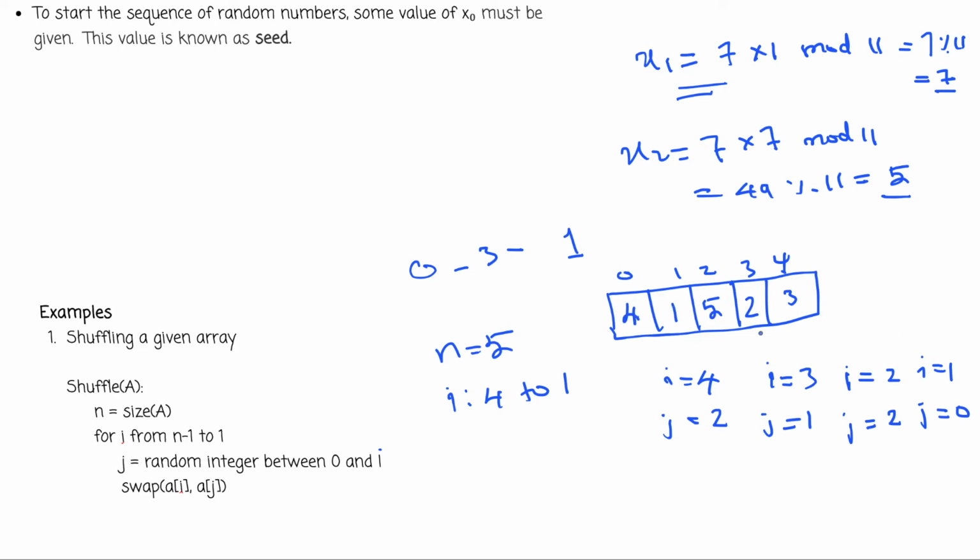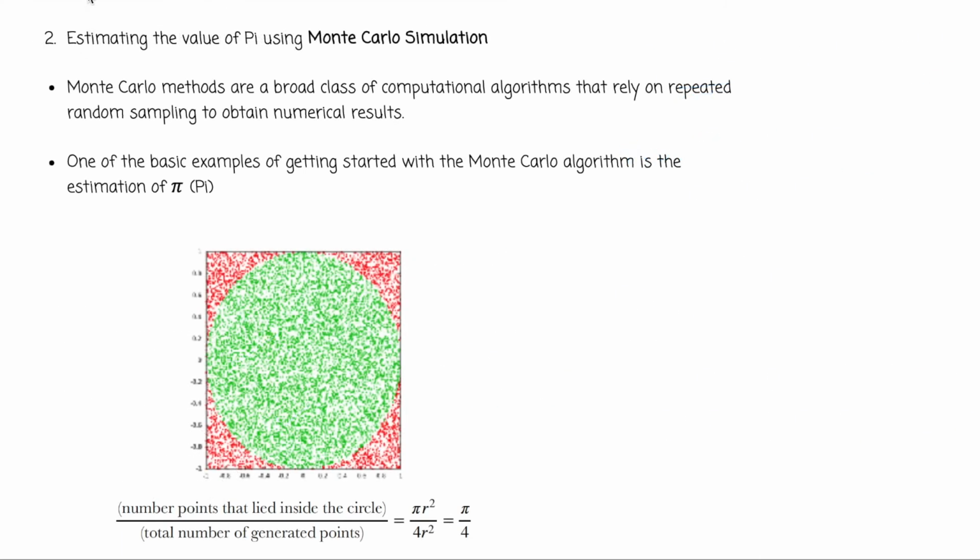So this is a shuffled array where we had initially the numbers 1, 2, 3, 4, 5. But this is a randomly shuffled order. This is one of the results of a randomized algorithm where we use random integers to shuffle a given array of numbers. Now let's look at one more example where we use the randomized algorithm.